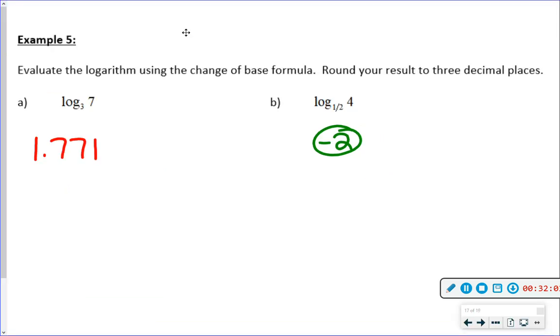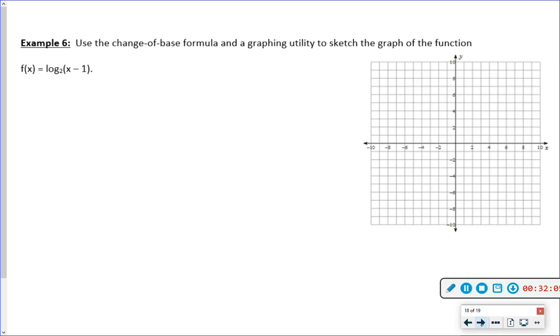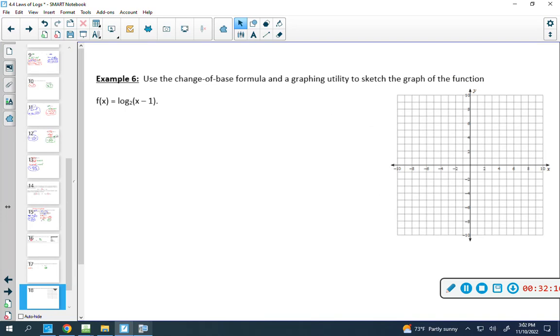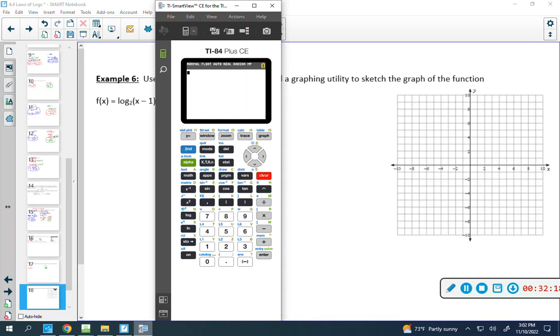Okay, final thing, and I kind of showed you this yesterday, and this is a good review one for our quiz tomorrow. Use the change of base formula. Yeah, I'm not. And a graphing calculator gotcha. I don't need the change of base formula. We have our graphing calculators with our log base. Let's just type it in. So my y equals my math menu, my log base. I'm just typing away here. 2x minus 1.